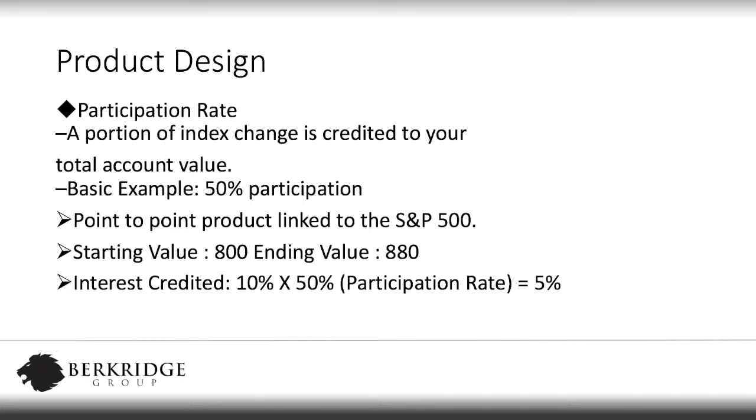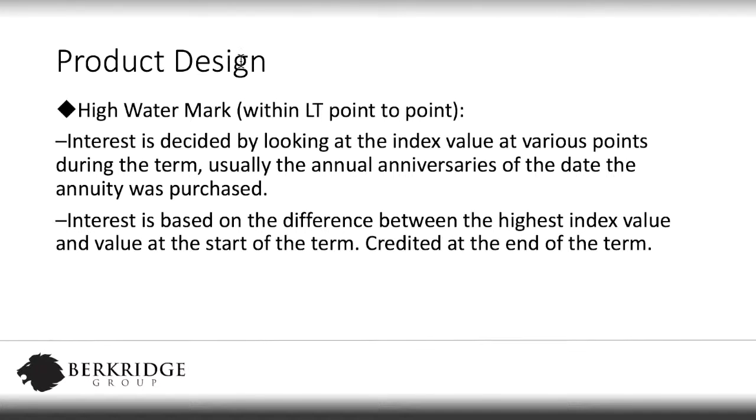So in the same example we showed, point to point, say the S&P 500 is our benchmark index. Our starting value is 80. Obviously these numbers are way off, however, just take them for the sake of conversation. If we're at a 50% par rate and the index credits 10% based off this value, we're only going to receive a 5% crediting rate.